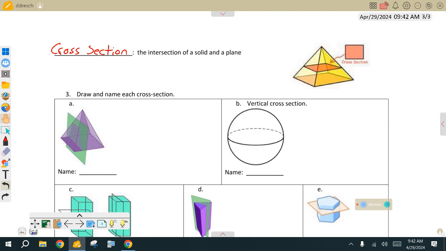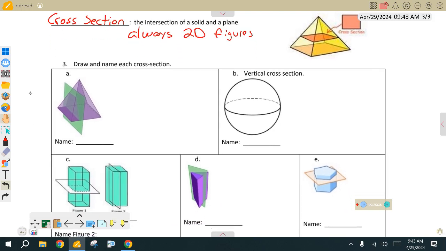So cross sections are always going to be two-dimensional. Never give me a three-dimensional name for a cross section. So here in this square pyramid, if you were to come horizontally and lop off that top part, it's parallel to the base of our pyramid. We're staring at a square as our cross section as we cut it horizontally. So cross sections, again, are always two-dimensional figures. The answers should always be squares, rectangles, triangles, circles. I better not hear anything that's a three-dimensional name for a cross section.